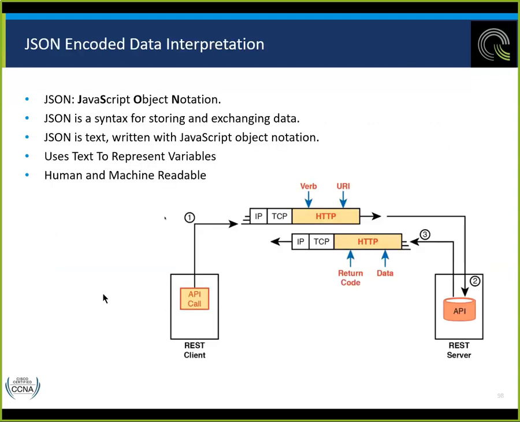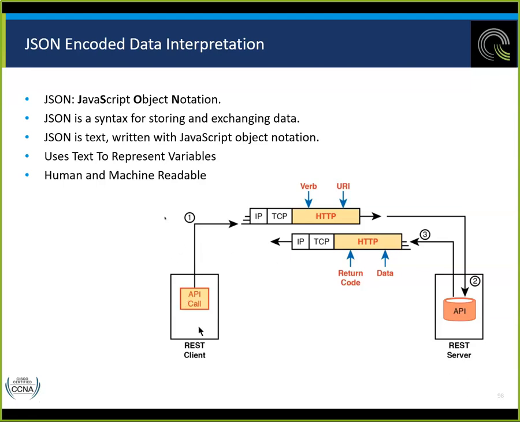JSON, JavaScript Object Notation, is a syntax for storing and exchanging data, text written with JavaScript object notation used to represent variables, and it's going to be human and machine readable.